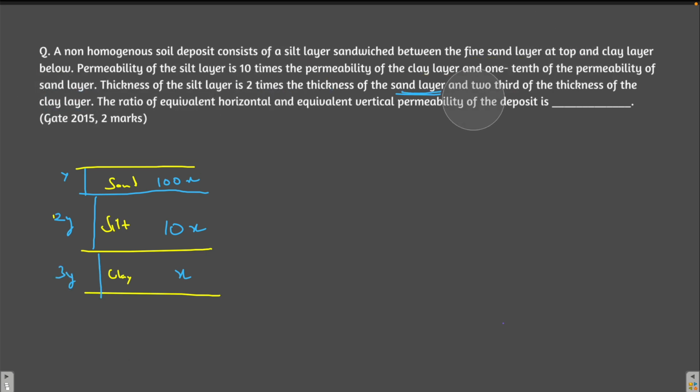Now what do we have to find out actually? The ratio of the equivalent horizontal to equivalent vertical permeability of the deposit. So we have to find out the ratio of K equivalent horizontal by K equivalent vertical. This we have to find out. Okay, so let's do that. I have already told you the formulas in a few other questions. So first of all, we have to calculate K equivalent horizontal.